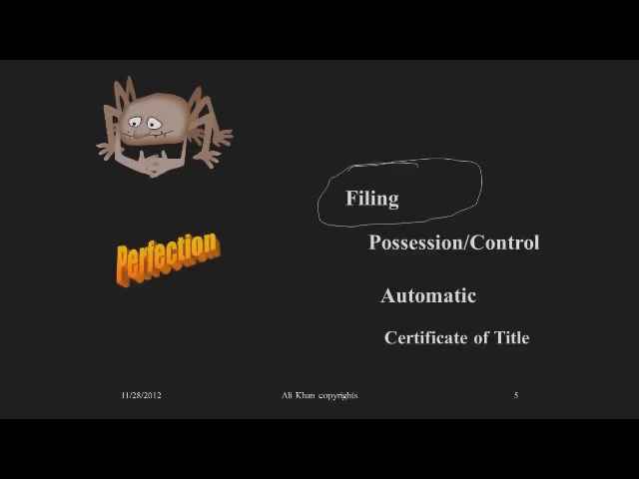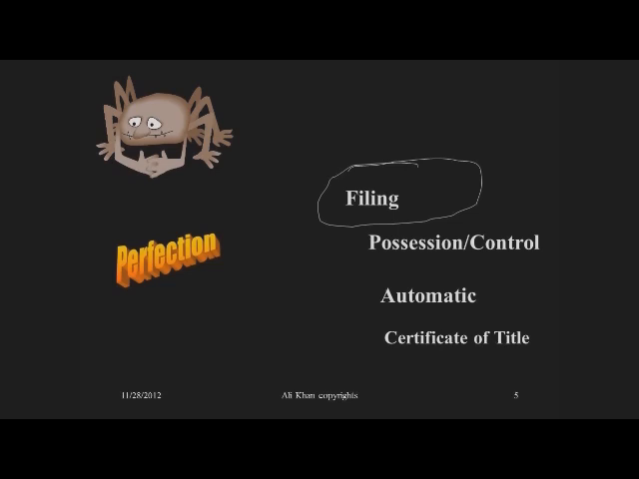The third stage of a secure transaction is perfection of the security interest. You don't have to perfect if you don't anticipate any competition from other lenders and buyers. But if you are a secured party and you want to protect yourself against other lenders and buyers and the bankruptcy trustee, you must perfect.